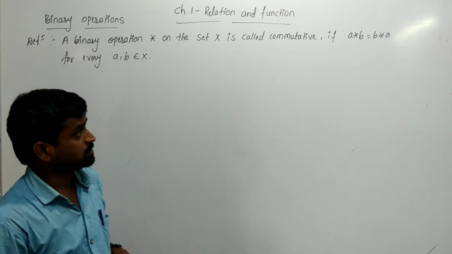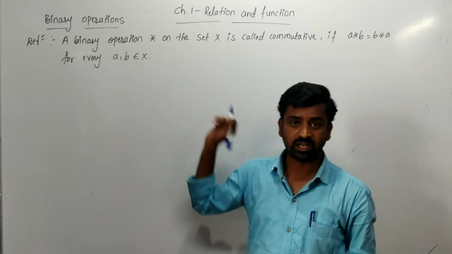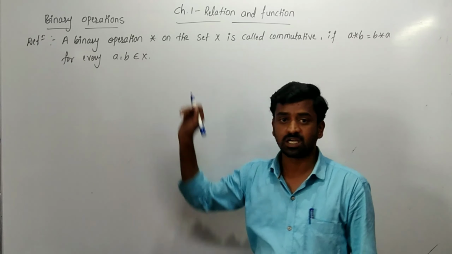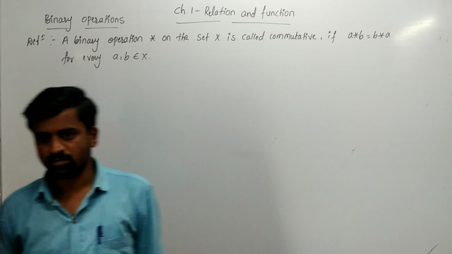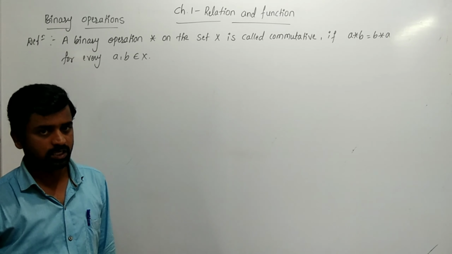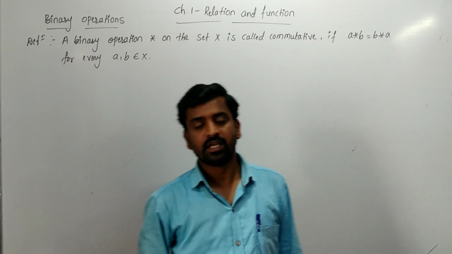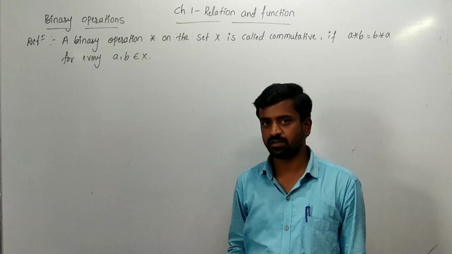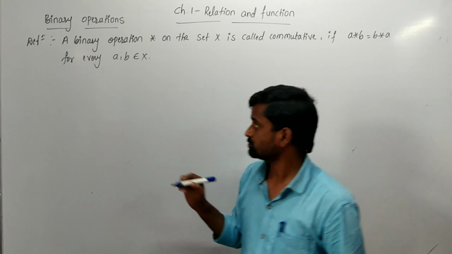There are some properties of binary operations. The first one is the commutative law. You already studied in first year the commutative law, associative law, identity law, and inverse law, in the first chapter, sets.